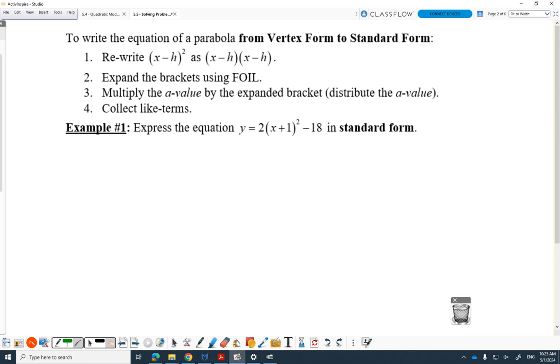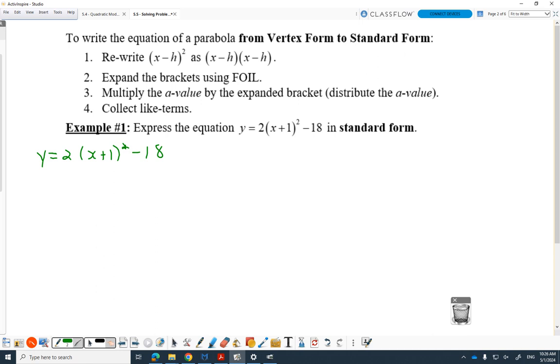And I'll do the instructions last. Sometimes when I read the instructions, it messes with people's brains. I'll just write this out and see if I can get it to standard form, and then we'll see if I followed the instructions, okay? So you have this: y equals 2 bracket x plus 1 squared minus 18. And one way to remember what standard form is, standard form doesn't have any brackets in it. You've got to get rid of the brackets.